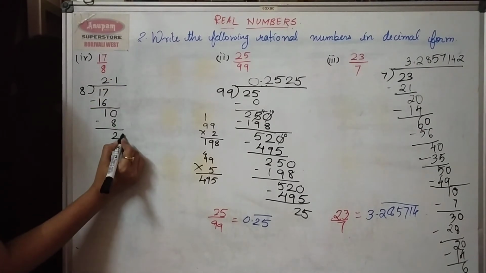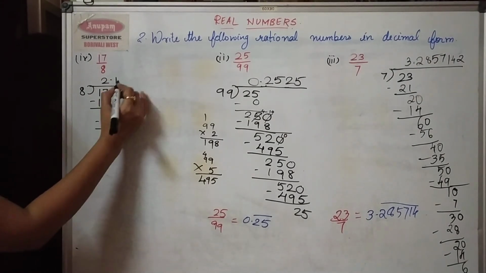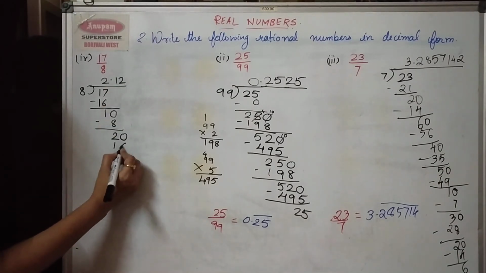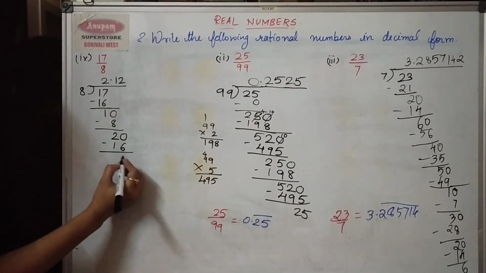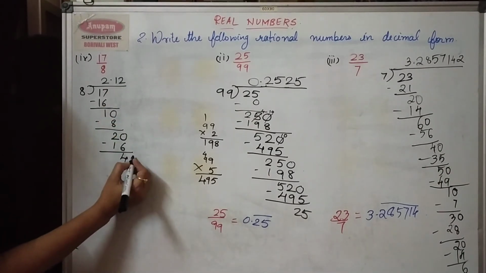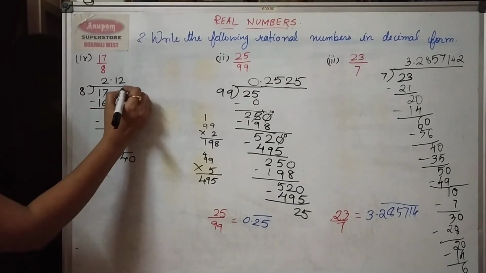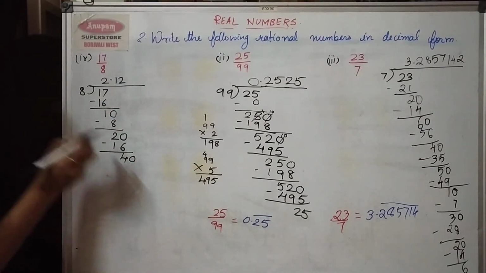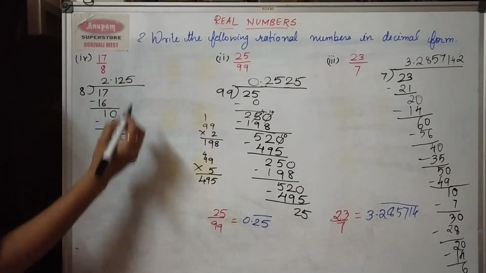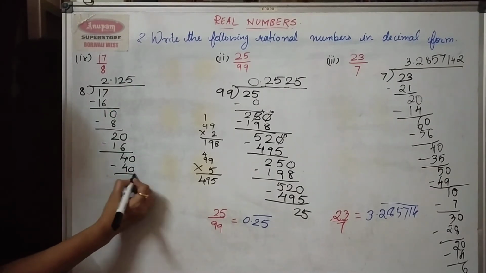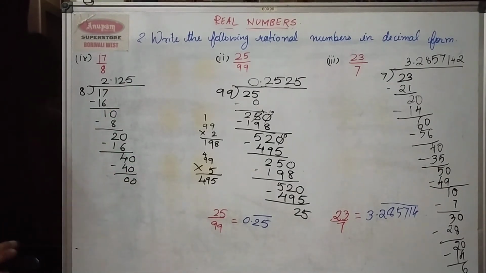Since I have a decimal point here, I take 0. 8 2s will be 16. Now I'll subtract this, I get remainder as 4. I take 0 as the number after this. Now 8 into what gives me 40, children? 8 5s are 40. So I get my remainder as 0. I stop my division here.